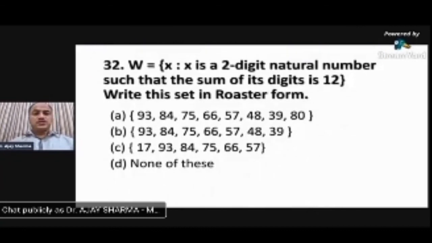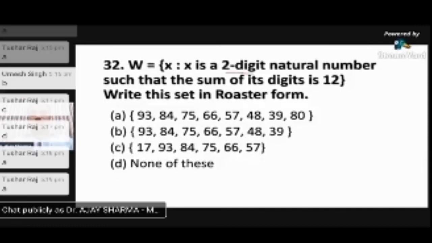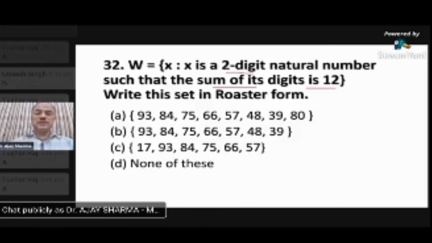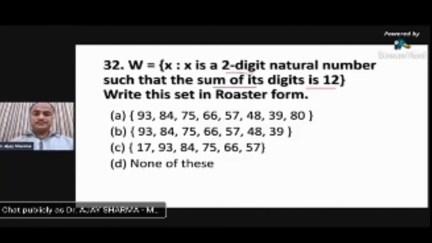Now, next, W is the set containing all those natural numbers which are 2 digit and whose sum of digits is 12. Numbers whose digits sum to 12 will lie in this set. Write the set in roster form. Now see 93, 9 plus 3, 12. Yes, it is correct. 8 plus 4, 12. Yes. 7 plus 5. Yes. 6 plus 6, 12. Yes. 5 and 7. Yes. 4 and 8. Yes.